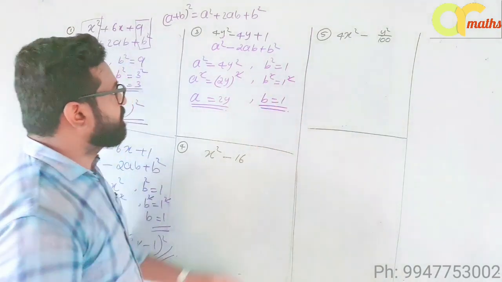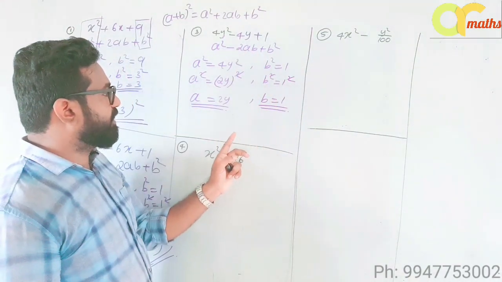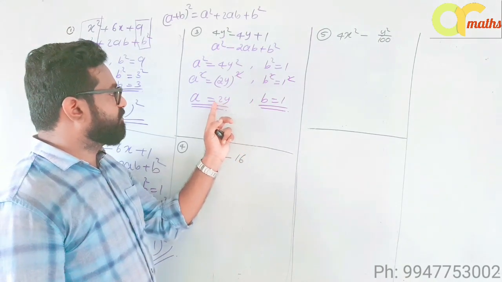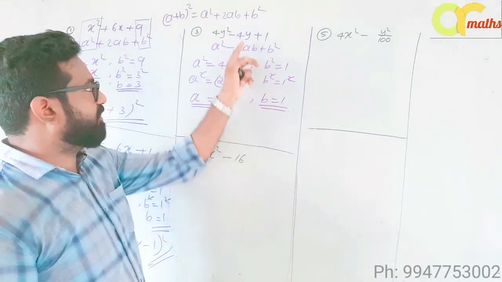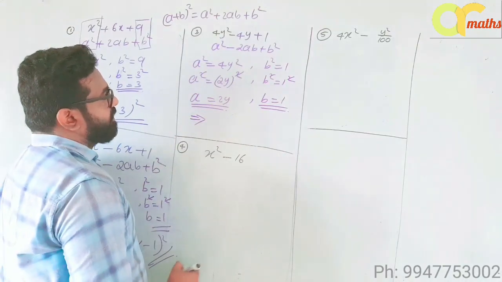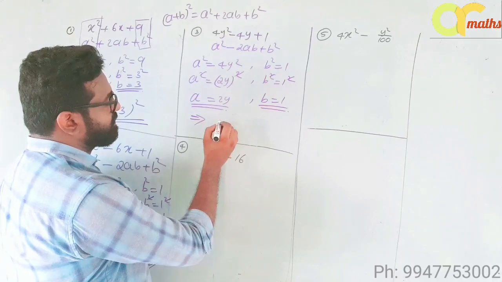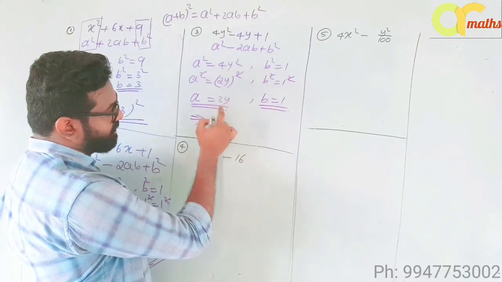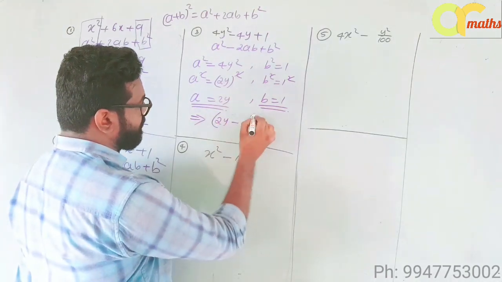Then verify 2ab is 4y. So 2 into a into b. What is 2 into a? For 2y. 2 into 2y, 4y. 4y into b, that is 4y. Clear? Ready? So the factorized form of 4y square minus 4y plus 1 is (a minus b) whole square. What is a? 2y minus b. What is b? 1 whole square.